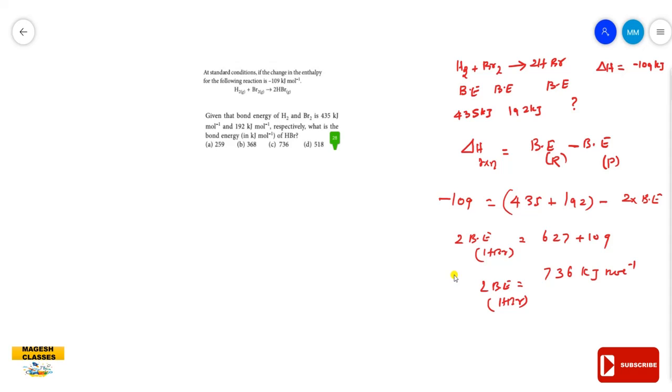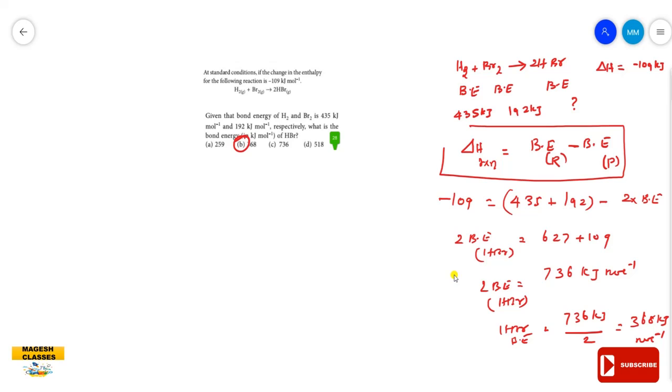So for 1 mole of HBr, the bond energy is equal to 736 kilojoule by 2. This is equal to 368 kilojoule per mole. Our answer is B. So this is the basic information you have to know.